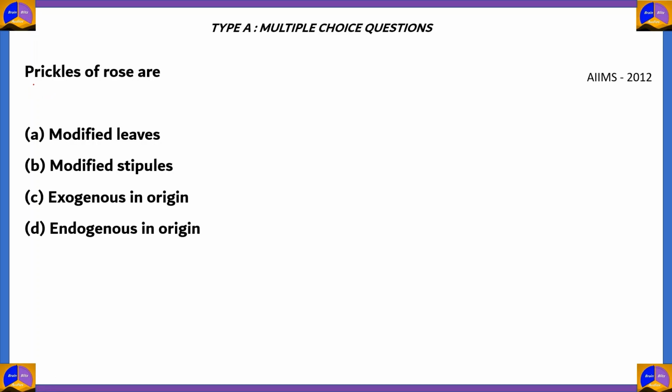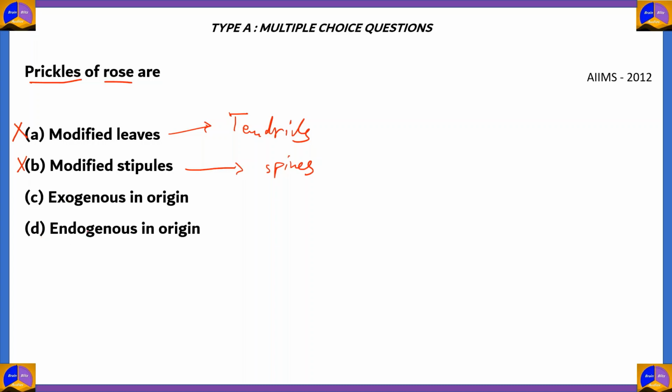Next question. Prickles of a rose are A. Modified leaves, B. Modified stipules, C. Exogenous in origin, and D. Endogenous in origin. Let's look at each of our options. Option A, modified leaves. Leaves are modified into other structures such as tendrils but not prickles. So option A is incorrect. Option B, modified stipules. Stipules are usually converted into spines, and prickles are way different from spines, even though they share the same function. So option B is incorrect.